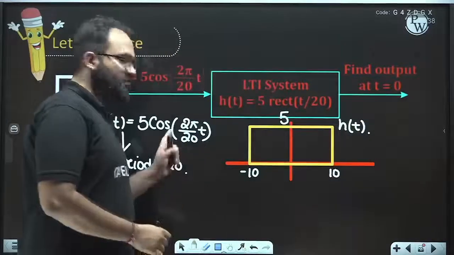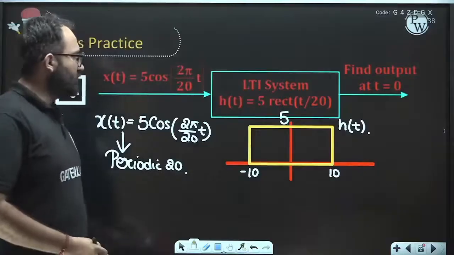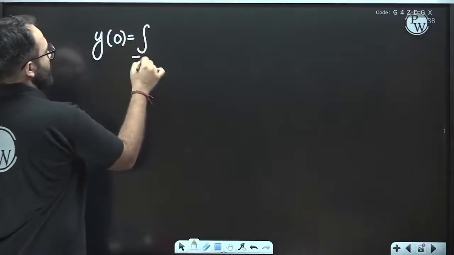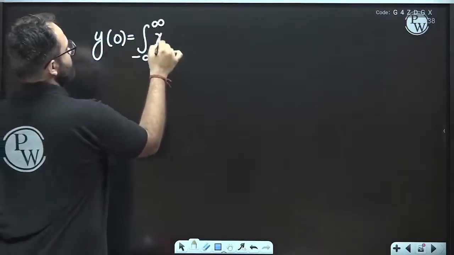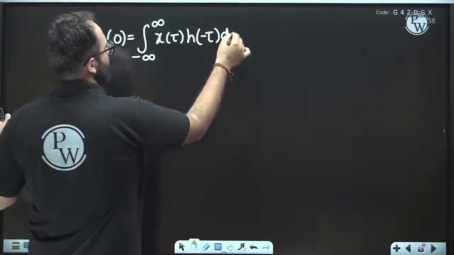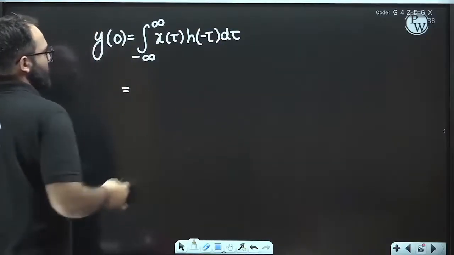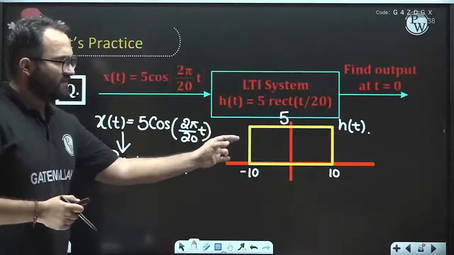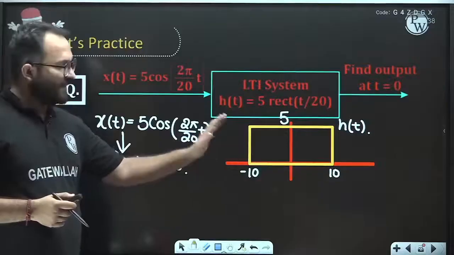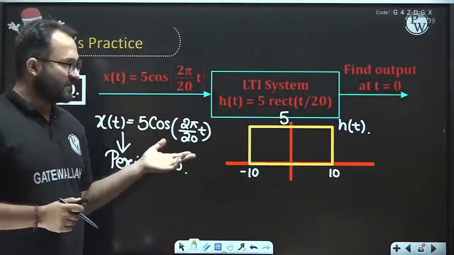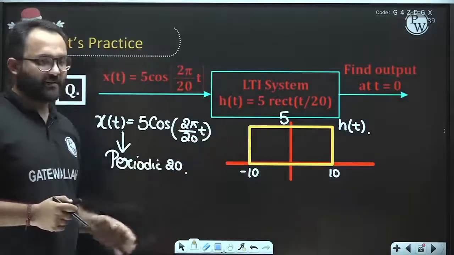Now this is your input. So we have to find out the output at t equal to 0. So y(0) is the integral from minus infinity to infinity of x(tau) h(minus tau) d tau. We can see that h(minus tau) means the reversal of this, and it will be the same as h(t); time reversal will remain the same.